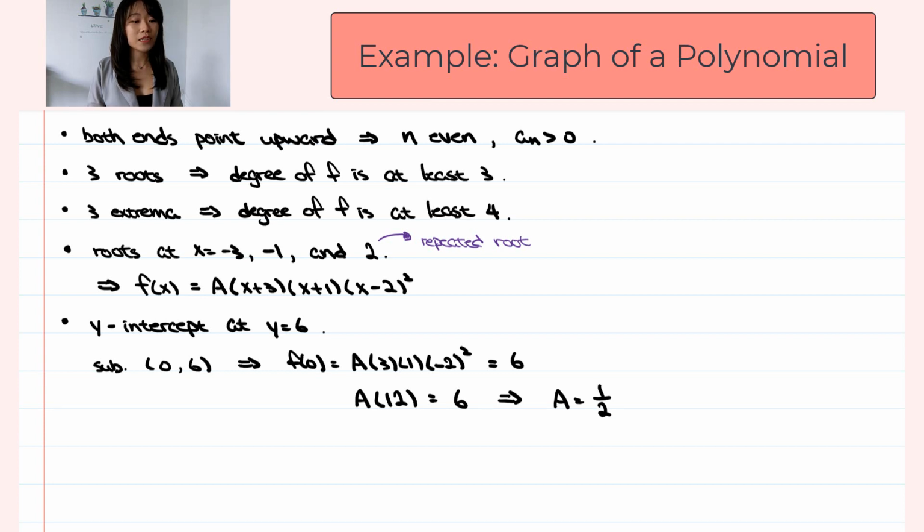Now I can write out the possible equation for this f of x. f of x could be 1 over 2 times (x plus 3) times (x plus 1), then times (x minus 2) squared. This is a polynomial of degree 4, so we can call that a quartic polynomial function.